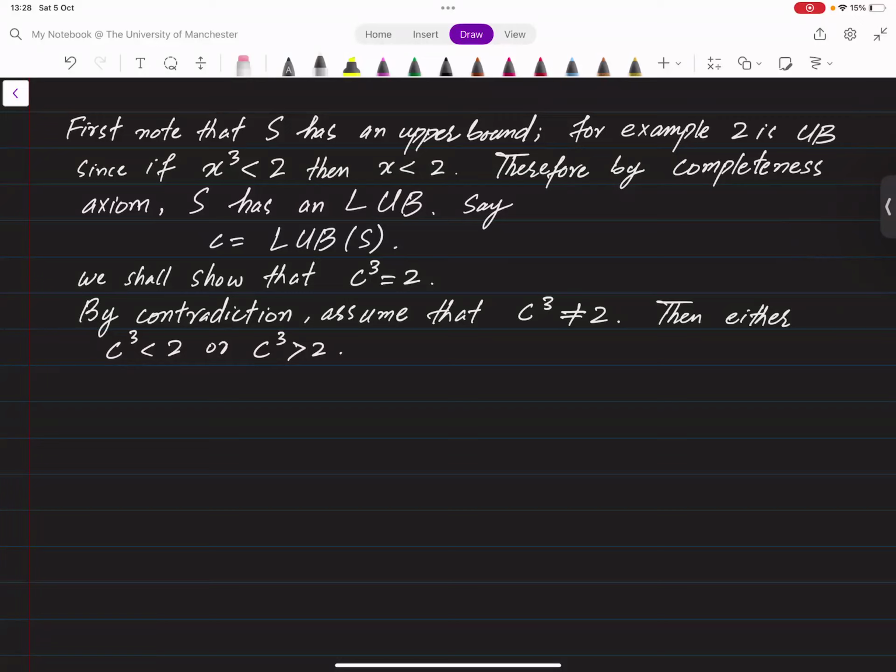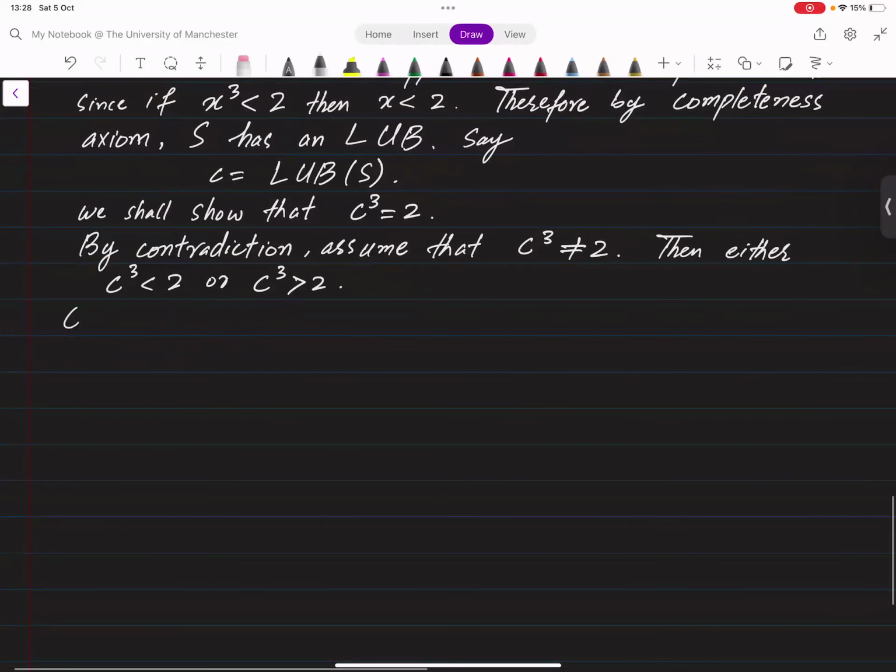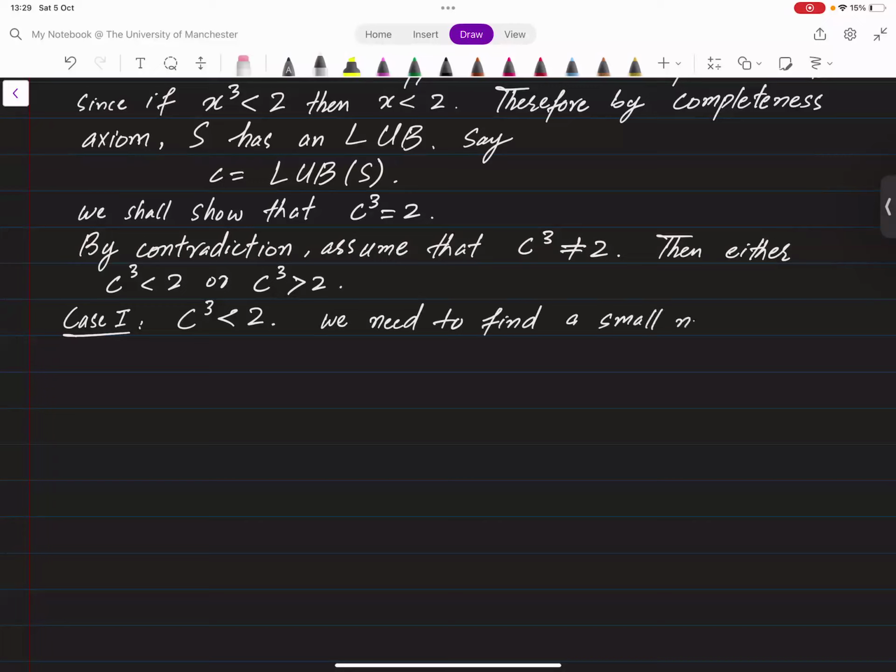So case 1 is C cube is less than 2. Our strategy in this case is to find a small number alpha greater than 0 such that (C plus alpha) whole cube is less than 2.